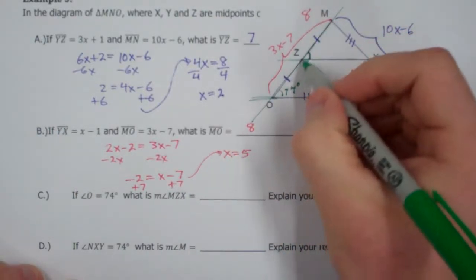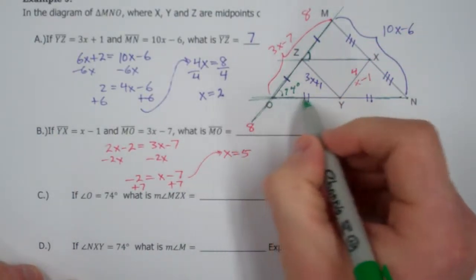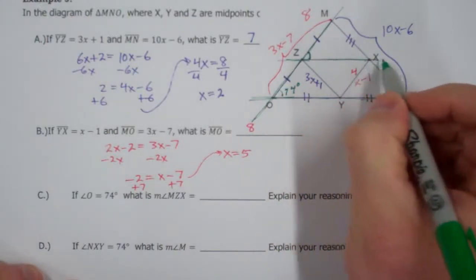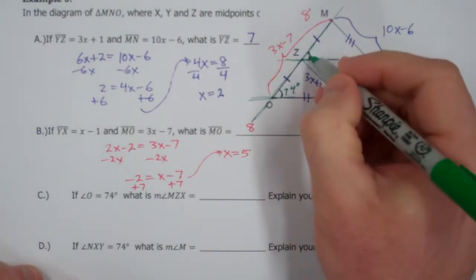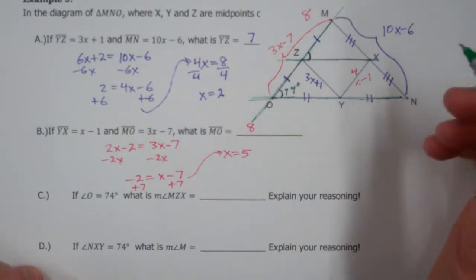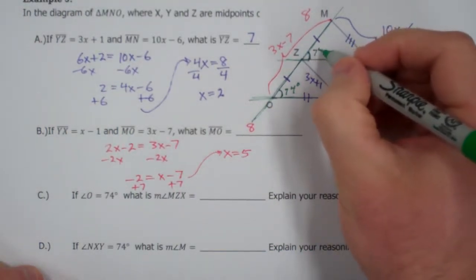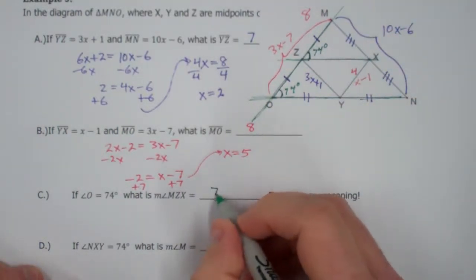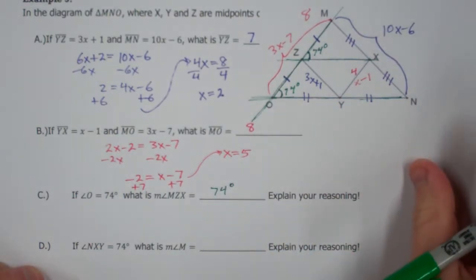So only looking at what I've kind of highlighted here in green, we know that these two angles are corresponding angles. Corresponding angles must be, or are, congruent, so MZX has to be 74 degrees.